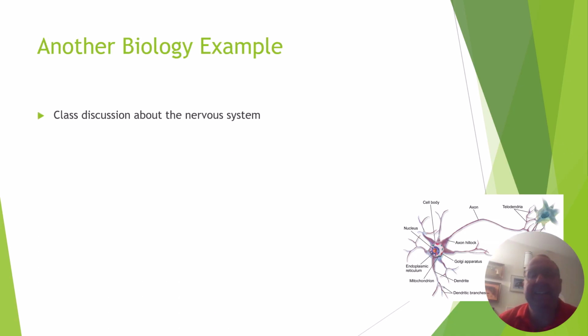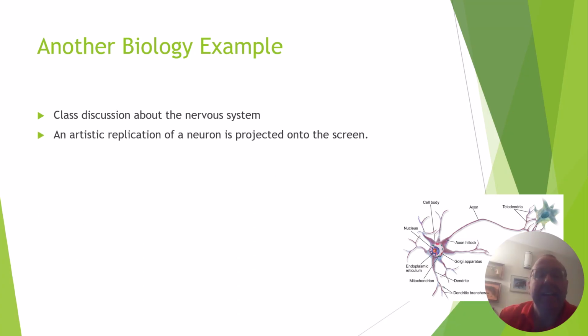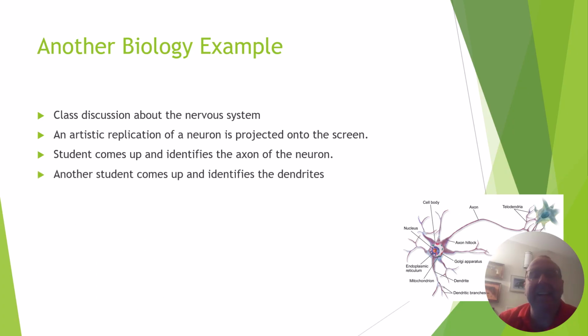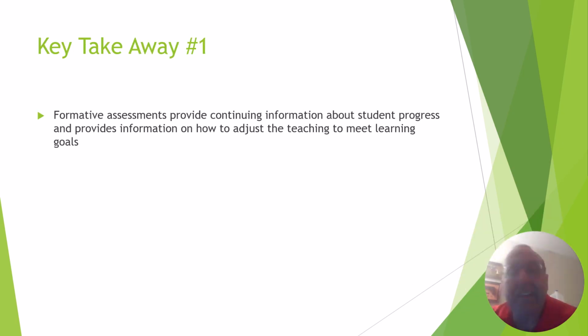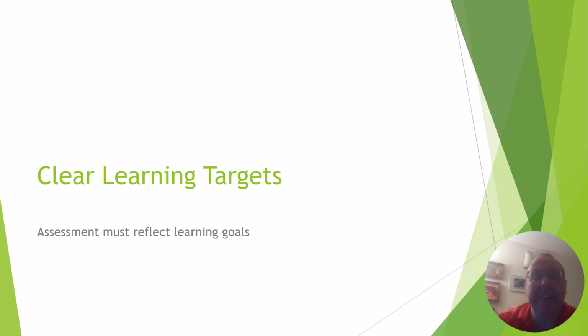Another biology example. Today we're going to talk about the nervous system. And so what we do is we display an image representing a typical nerve cell. We have a student come up and point out the axon on the neuron. I'm getting ahead of myself. Then we have another student correctly point out the dendrites on the nerve cell. Key takeaway: formative assessment provides continuing information, and sometimes in real time, not always though.